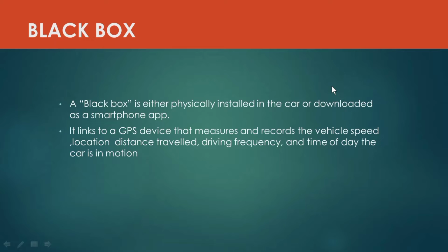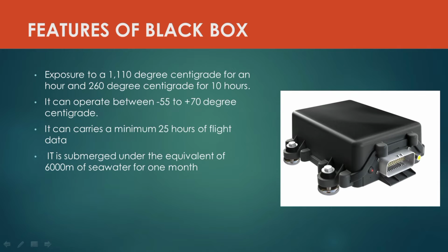Black box is nothing but a recorder, and it can also be defined as an instrument that records the performance and condition of a vehicle by using a GPS device which gives the speed, location, distance, frequency and time.